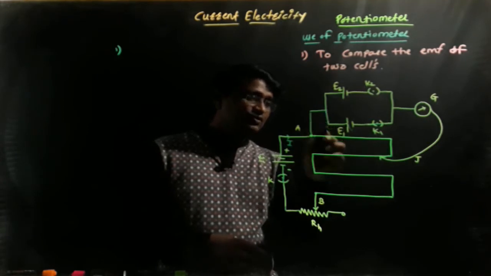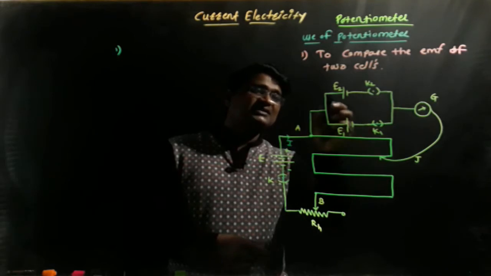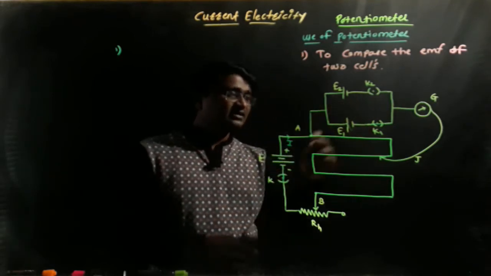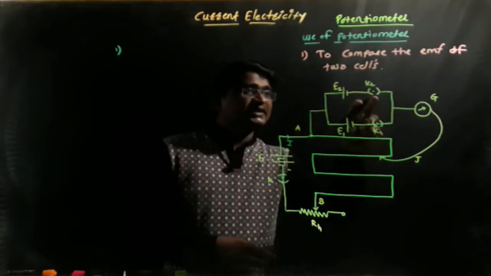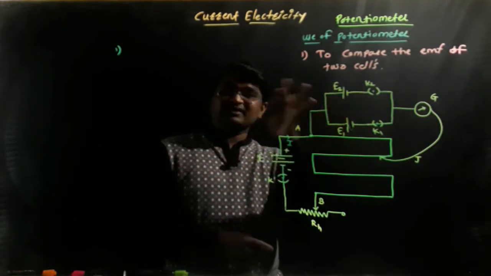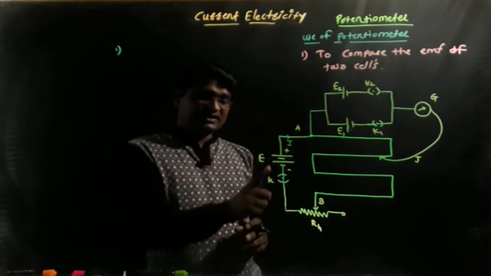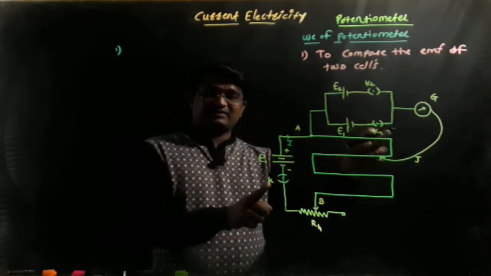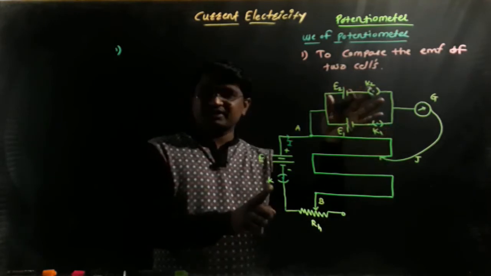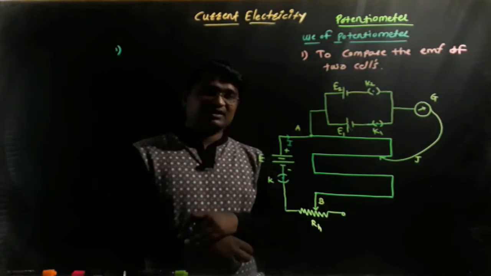This electric current only passes through the cell E1, but it cannot pass through the cell E2. It means that when the key K1 is closed and K2 is opened, E1 is in the circuit and E2 is out of the circuit. It is very important, the first case. In the first case, the main key K and K1, the two keys, will be closed and K2 is open. So E1 is in the circuit and E2 is out of the circuit.